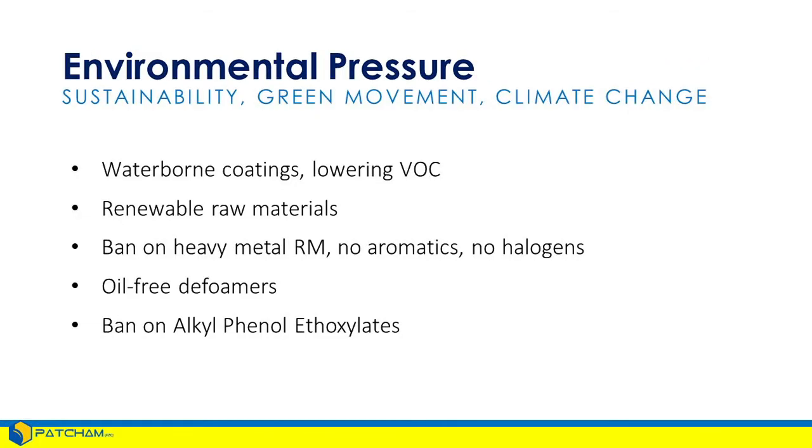So in our movement to a more environmental formulation, we switched to waterborne coatings and we lowered the VOCs. The shift, again, as I mentioned before, is toward renewable raw materials, going away from petrochemical-based, removing or eliminating the heavy metal-based raw materials such as chrome and its effects on our environment, the removal of aromatic solvents because it impacts our air quality, and the halogens because it impacts the ozone system. And then the mineral oil defoamers that have been used traditionally in our architectural paint coatings, they are actually a VOC.